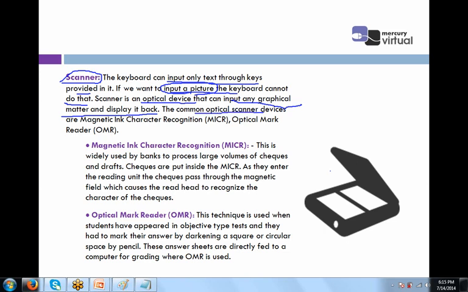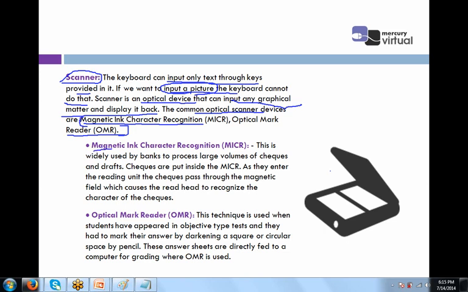The common optical scanner devices are MICR and optical mark reader. These are two categories of scanner. Basically there are different categories also, including the flatbed scanner, drum scanner, and so on, but these are the main categories. So I highlight all the important points: a scanner inputs any graphical matter and displays it back.